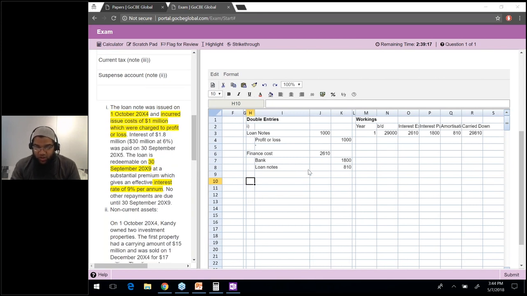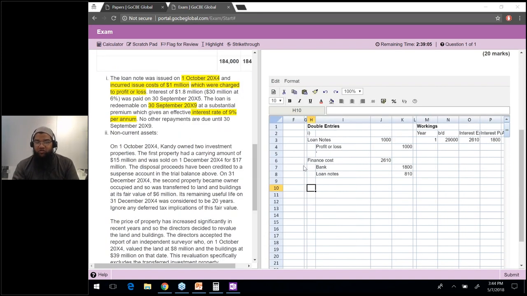Kulsum is asking, are we required to show the accounting entries? No, Kulsum, the accounting entries are not important. But why I actually prefer the concept of accounting entries is because of two reasons. The first reason is that you are going to have control, that three impacts are to be taken. Loan notes to be taken to balance sheet, 1,000 to be taken to P&L, 2,610 taken to P&L, and 810 to be taken to balance sheet. Now there are four impacts that should be incorporated. So that I remember these 4 points, I'm writing the double entry.